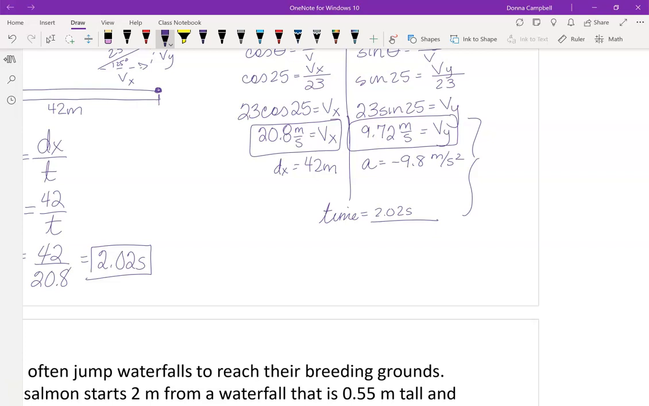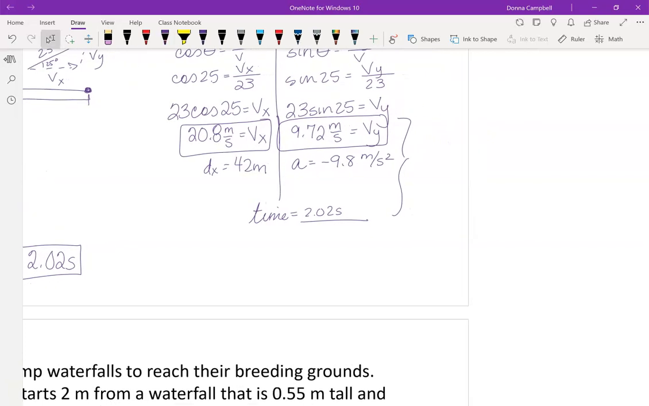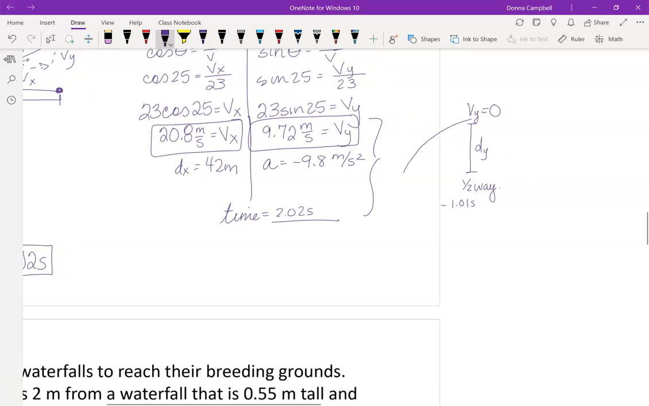Now, a couple of things. There's a bunch of different ways to do this. But what we're looking for, rather, not the total height, is the max height. The max height occurs at the halfway point. So if I wanted to use the time, I could cut that time in half because it took 1.01 seconds to get there. Or I also know that at the max height, the velocity in the y direction is 0. So I could actually use that Vf squared. So I think that I'll use that one.